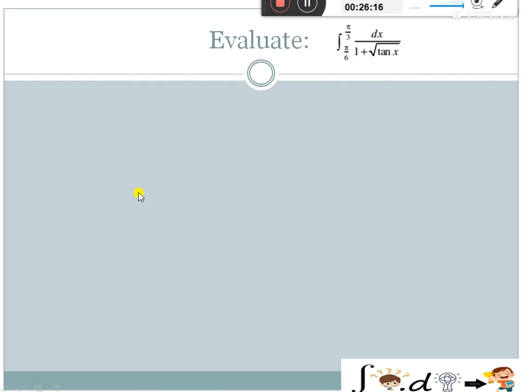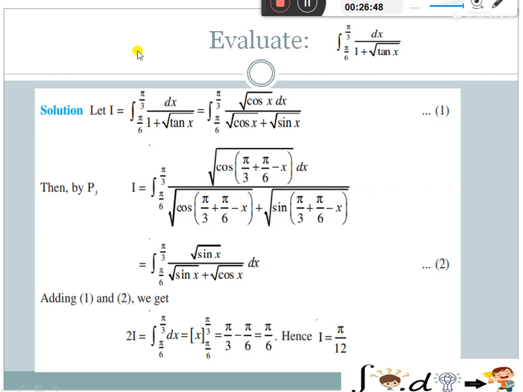Now we have the next important example, the integral from pi by 6 to pi by 3 of dx upon 1 plus root of tangent x. First of all we have to convert tangent x into sin x and cos x, and in this case we have to use the property that the integral from a to b of f(x) dx is equal to the integral from a to b of f(a plus b minus x) dx. That means here I is equal to the integral from pi by 6 to pi by 3 of dx upon 1 plus root of tangent x, converted into sin and cos, root cos x upon root cos x plus root sin x.